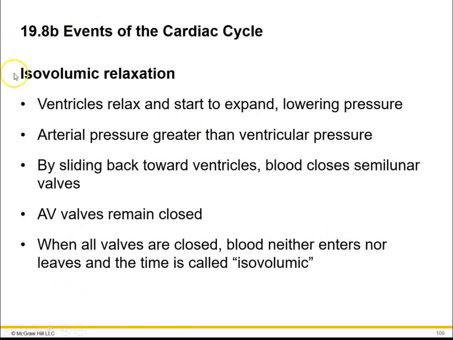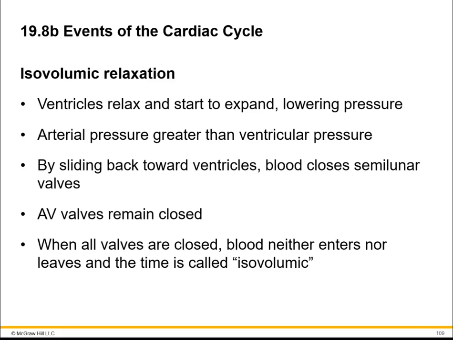Next, you enter a period of isovolumic relaxation. Here the ventricles relax and they start to expand, and this is going to lower pressure inside of those ventricles. Atrial pressure is then going to be greater than ventricular pressure. Blood is going to slide back toward the ventricles in those arteries, because now the pressure in those arteries, the pulmonary trunk and the aorta, is higher than the pressure inside those ventricles.